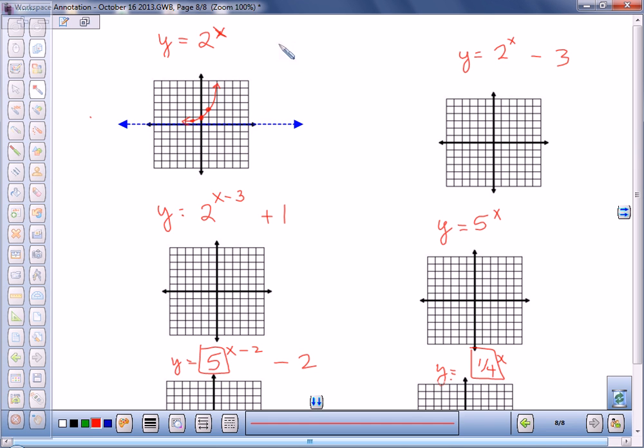So I could also think of those as ordered pairs. Left 1, 2 to the negative 1 is 1/2. Left to right 0, 2 to the 0 is 1. Right 1, 2 to the first is 2.